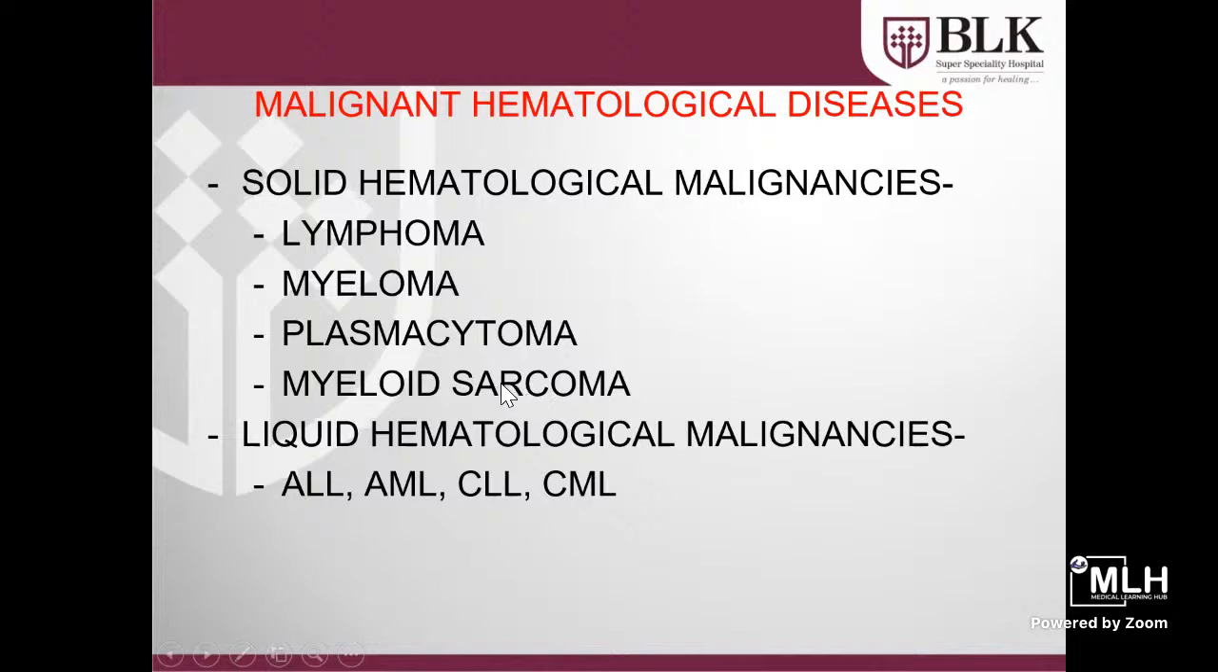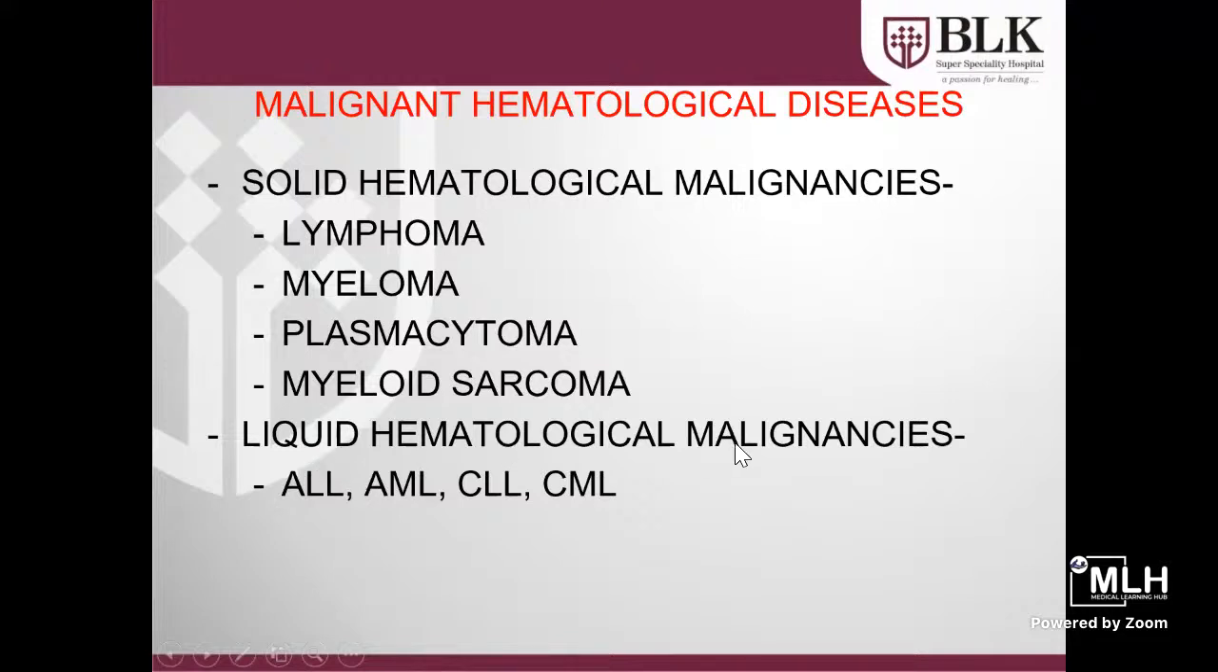Myeloid sarcoma is again a solid counterpart of leukemia, where you can get a collection of these cells in a particular organ anywhere in the body, and these cells cause swelling in that area. So these are the solid ones. Why have I divided them into solid and liquid? Because for certain interventions, particularly radiological interventions, these are solid malignancies where we can directly target our needles or whatever biopsy measures we take to get an adequate sample to diagnose these diseases.